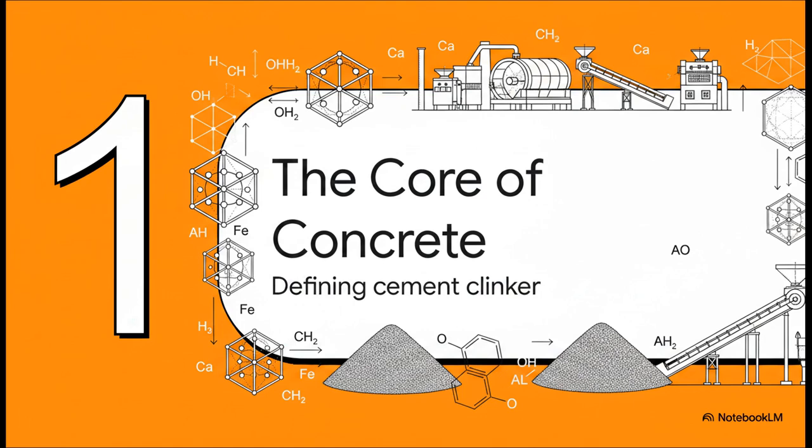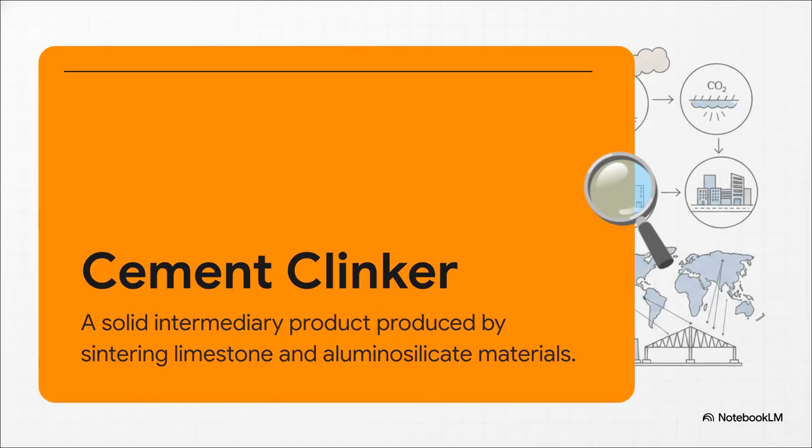Let's jump right into section 1, the core of concrete, defining cement clinker. So what is it? Well, cement clinker is essentially artificial rock. It's a solid intermediary product, usually forming these little lumps or nodules ranging from about 3 to 25 millimeters in diameter. So picture something about the size of a marble. It's produced by sintering limestone and aluminosilicate materials, like clay.